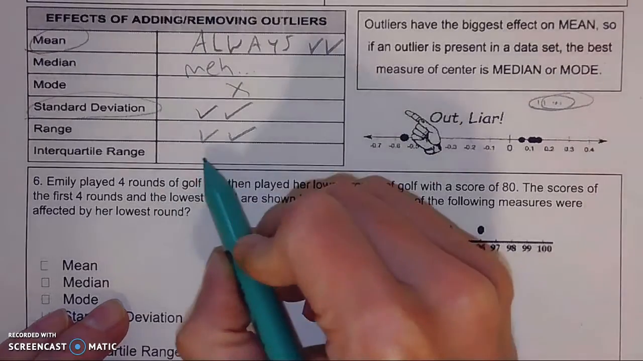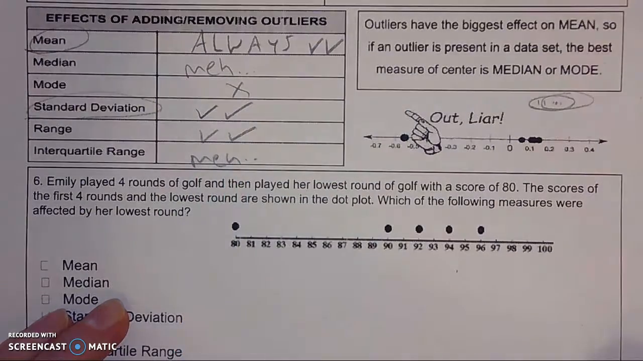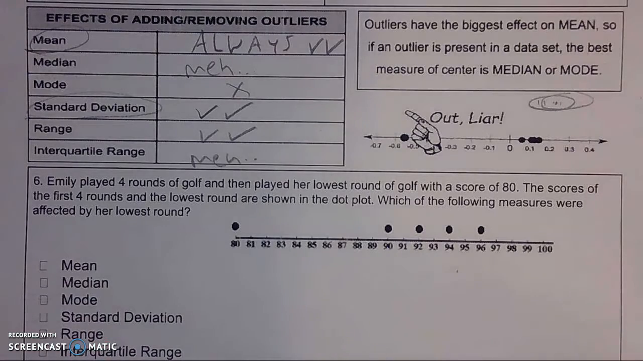And then also interquartile range is another "meh." It just depends on how your data points are set up, whether or not those points are actually going to be shifting up or down.